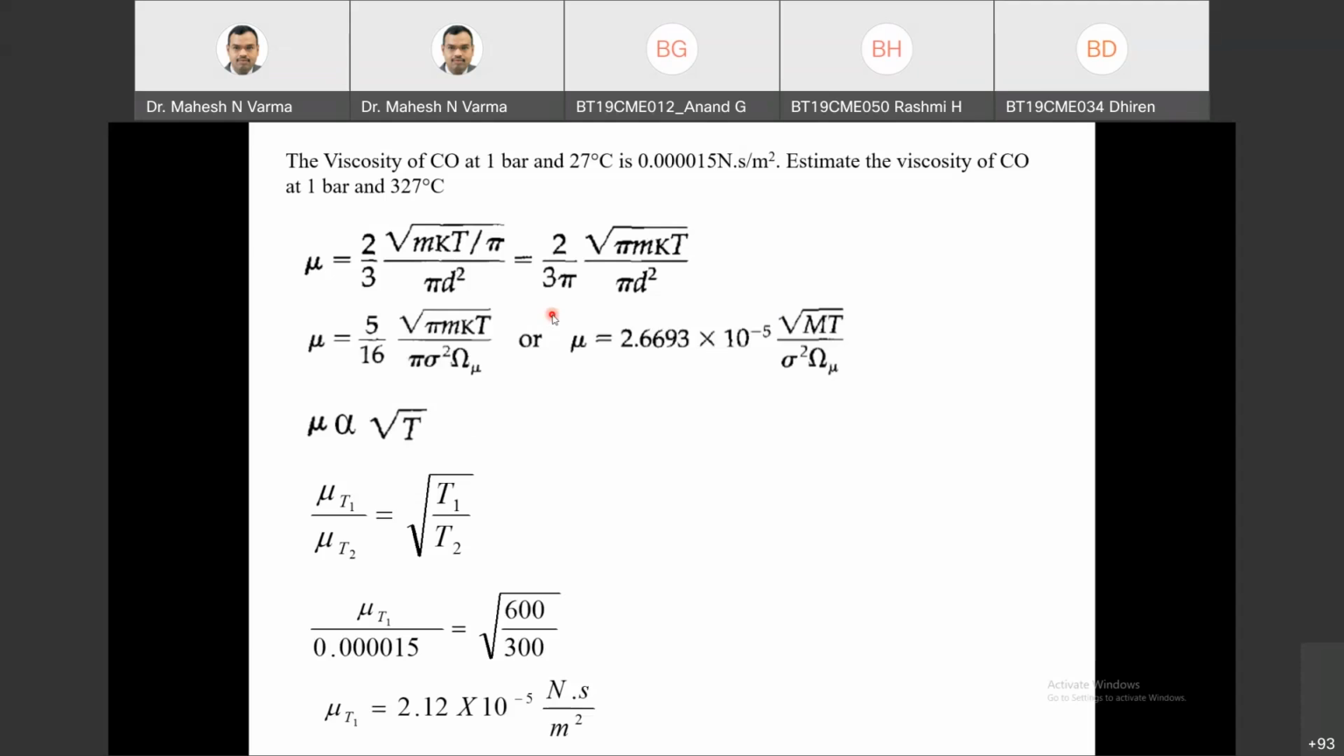How many people have given the GATE yesterday? You can write in the chat box. How many people have given the GATE?